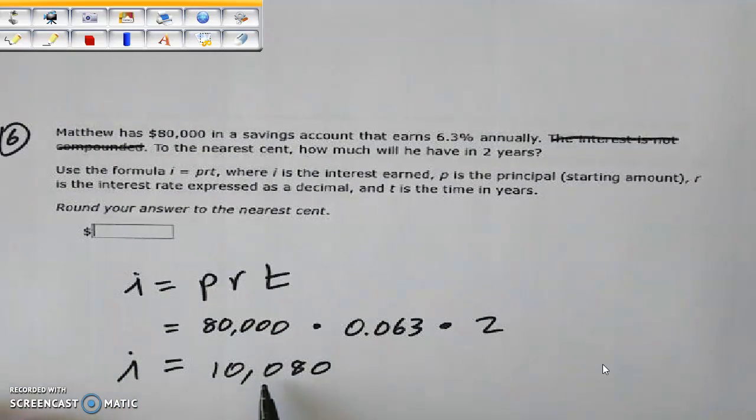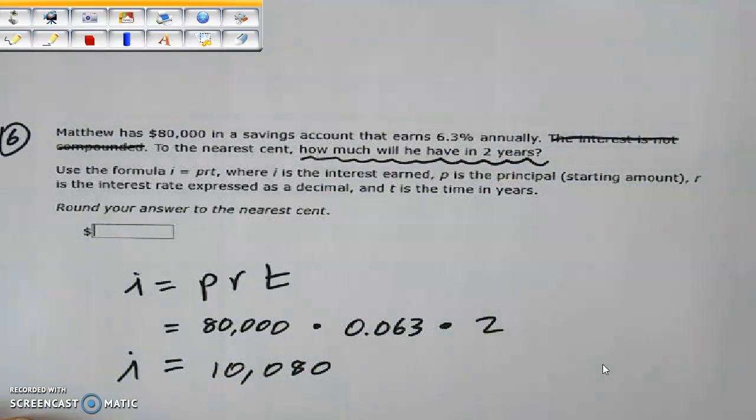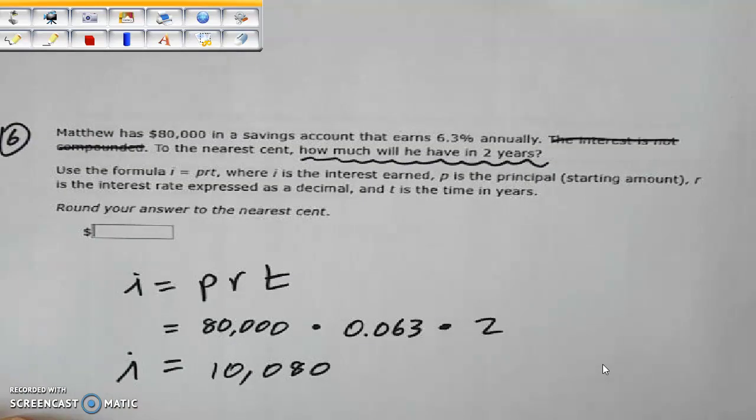Now, what the bank does with that is they will put that interest into his account and add it on to the 80,000 that he put in the beginning. The question is, how much will he have in 2 years? It's really asking what the balance in his account will be. How much money will he have in total at the end of the 2 years? So what I want you to do is to add the 80,000 with the 10,080, and you get 90,080, which is the balance in the account.